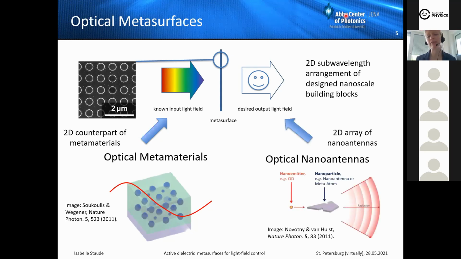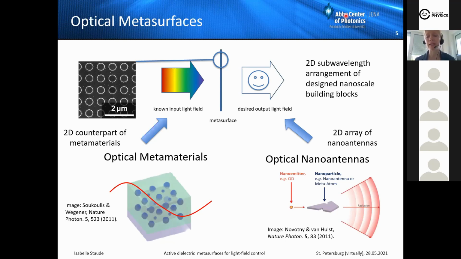Yeah, and the other side we can approach the metasurface concept from, which is also very useful in the context of active metasurfaces, is to consider them as a 2D array of nano antennas. So a nano antenna is basically an efficient link between localized optical near fields and propagating light waves.